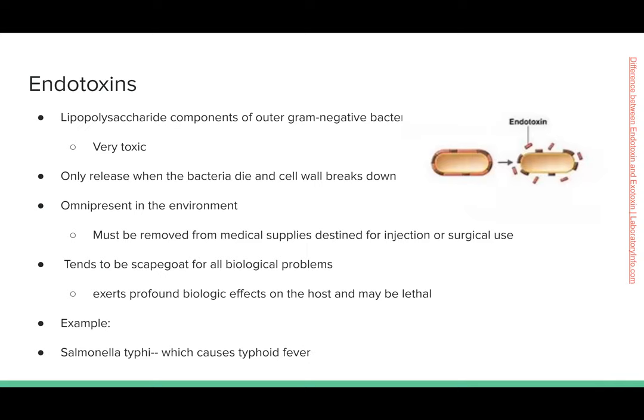It tends to be a scapegoat for all biological problems encountered in the laboratory, and it's mostly deserved, given the profound biological effects it has on the host that may become lethal. For example, Salmonella typhi causes typhoid fever. Next slide.